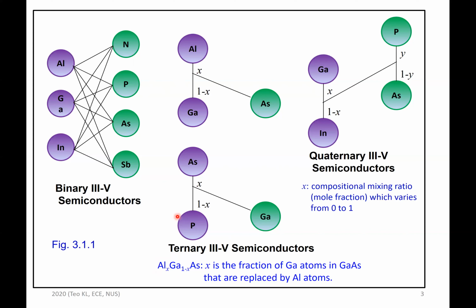You can also grow two group 5 elements and one group 3 element, so you form gallium arsenide phosphide. Or you can even have quaternary III-V semiconductors, 4 elements from the periodic table. You can have 2 group 3 elements and 2 group 5 elements. So you form indium gallium arsenide phosphide.